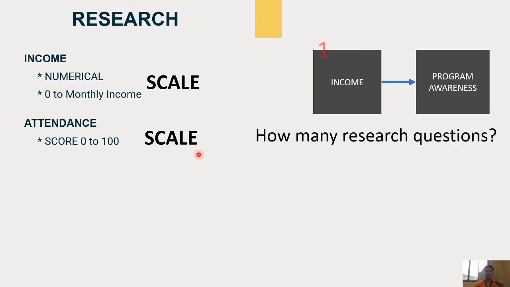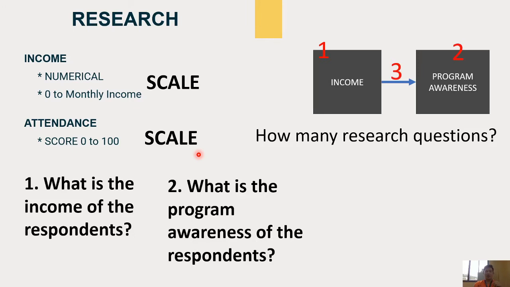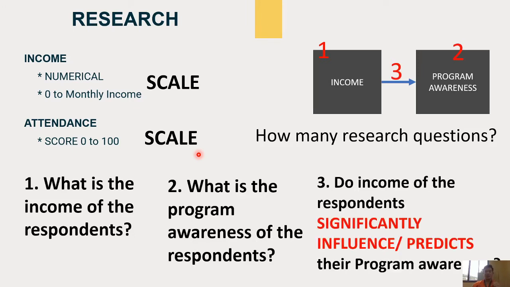So let's try to make questions out of this research scenario. How many questions? Simply, in this example, we have three. And this is how the questions can be framed. But take a look at number three, the SOP or statement of the problem, or how the question was framed. Does income of the respondent significantly influence or predict? Take note of this keyword, significantly influence or predicts, because the arrow used in the scenario is a single-headed arrow.